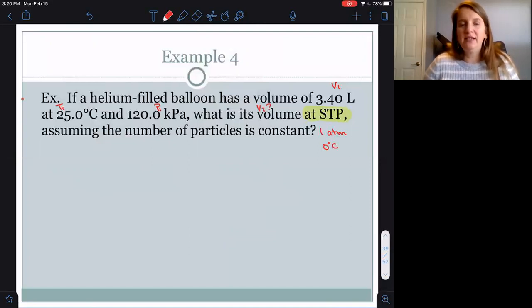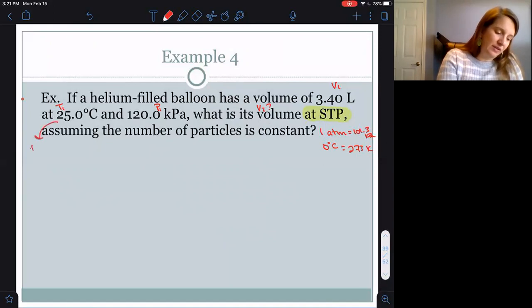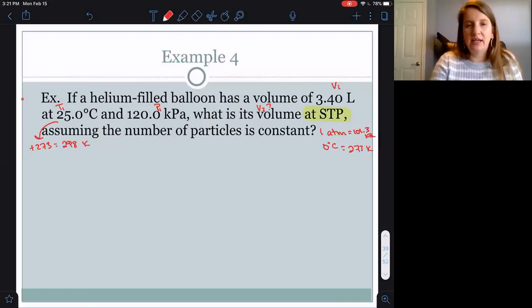Now, I'm kind of lazy. I don't want to do a pressure conversion as well. So I see that my P1 is in kilopascals, so I'm going to put this in kilopascals. I'm going to make this one 101.3 kilopascals. I know that 0 degrees Celsius is 273 Kelvin. Don't forget, I have to add 273 to all of my temperatures in order to get it into Kelvin.